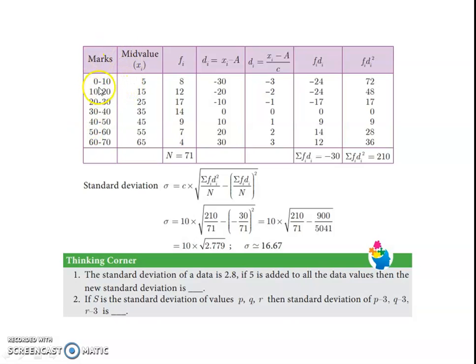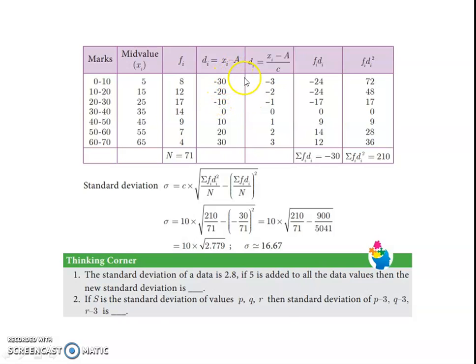How is it derived? 10 divided by 2, 5. 30 divided by 2, 15. 30 plus 20 is 50, 50 divided by 2, 25. 30 plus 40, 70 divided by 2 is 35. 40 plus 50 divided by 2, 45. 50 plus 60, 110 divided by 2 is 55. 60 plus 70 is 130, divided by 2, 65. Now fi is given: 8, 12, 17, 14, 9, 7, 4.